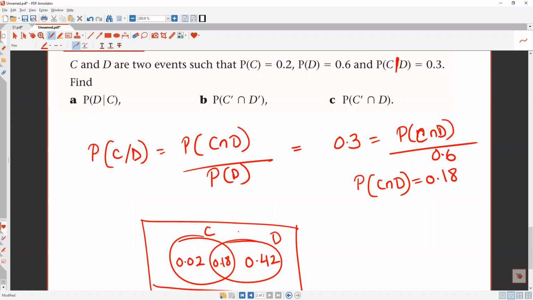The total probability is always 1. Remember this. The total probability is always 1. So 0.02 plus 0.18 plus 0.42. Okay, 1 minus the answer. কত পাচ্ছ? 0.38. 0.38 তোমার বাইরে হবে। সবাই বুঝছো কিনা বলো? এই Venn diagramটা আমি কিভাবে ড্র করছি? কন্ডিশনাল প্রবাবিলিটি ইউজ করে প্রথমে C intersection D ফাইন্ড করছি। Now, everyone understood how to use this conditional probability?